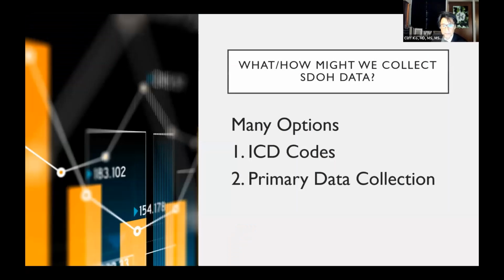Next, please. So what and how might we collect social determinants of health data? We've heard from Dr. Moy and Dr. Murphy how they do it in the VA and Geisinger respectively. There are so many different ways, many options, but I just want to leave you with two things that I think are potential ways of doing it. Certainly this is not an exhaustive list, and there are many collection tools out there, but I thought these two were very interesting. So I'm going to talk about ICD codes and secondary and primary data collection.